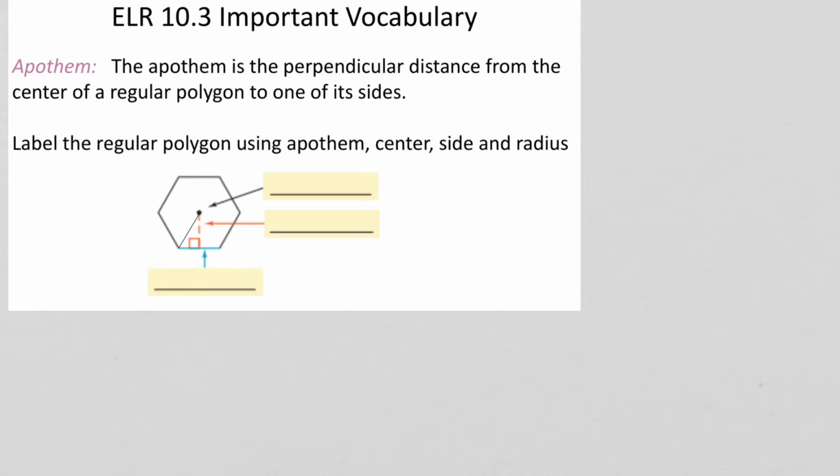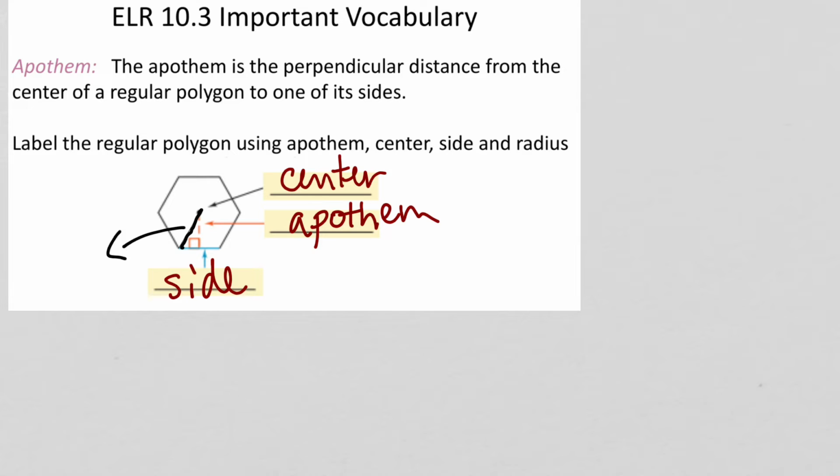So in this picture, the apothem is this red dotted line. This is the apothem. So it's coming from the center, perpendicular to a side. This little dot here is the center. This blue line is a side. And now this side here, they don't have anything labeled here, is actually a radius. So if I was to put a circle around this 6-sided hexagon, that would be the radius of the circle. So make sure you have those in your notes.